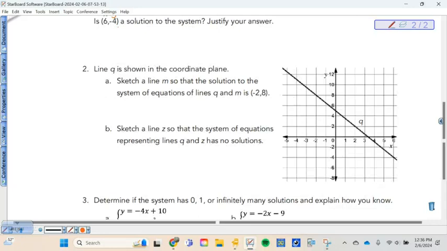And then in number 2, they drew line Q. This black line is line Q. We want to draw line M so that the solution between Q and M is -2, 8. And then you're going to draw a line Z so that Z and Q have no solutions.